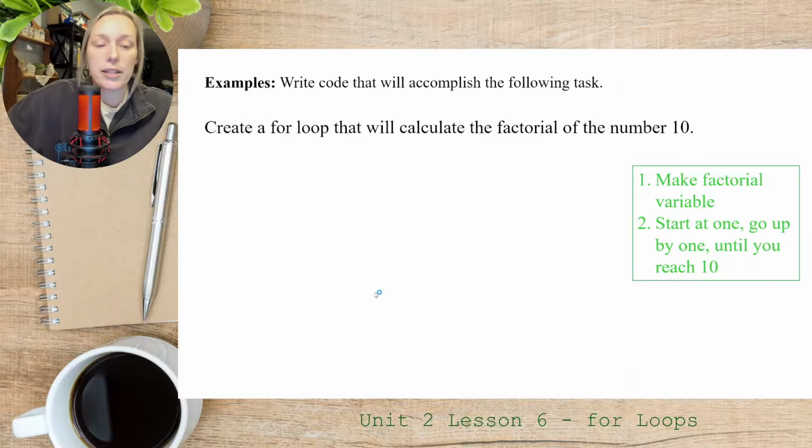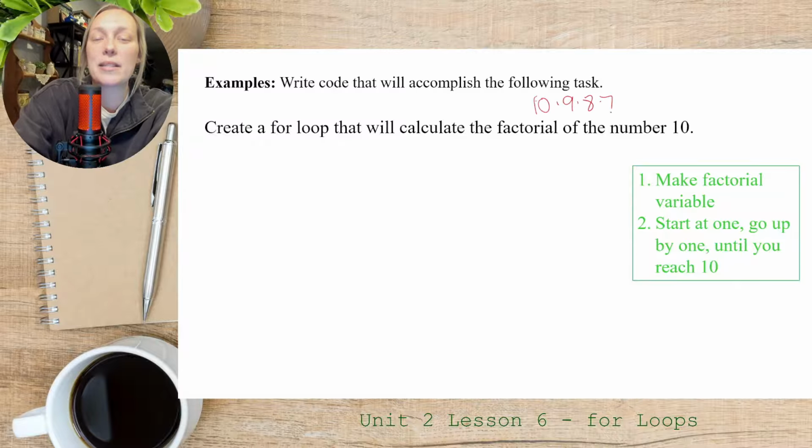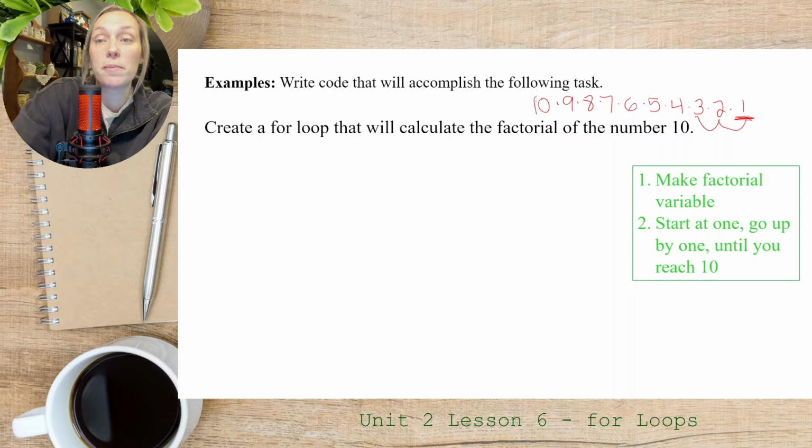I accidentally clicked off of my own page there. So we had 10 times 9 times 8 times 7 times 6. This is going to disappear every time I advance to a new slide, but that's okay. So for this algorithm, I'm actually going to start at 1, and I'm going to multiply by 2, multiply by 3, multiply by 4, 5, 6, and I'm going to keep multiplying until I reach 10.